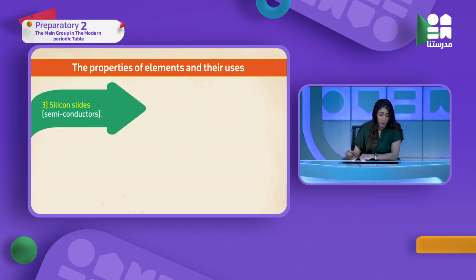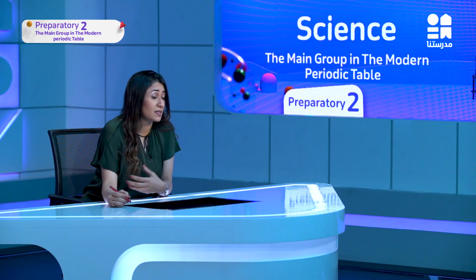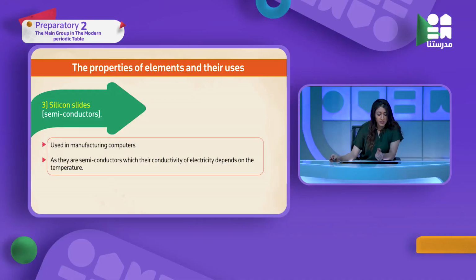Number 3, silicon slides. Silicon, it is a semiconductor because it's a semi-metal. Its atomic number is 14. We use silicons in making electronic slides in the computer. It is used in manufacturing computers as they are semiconductors. Their conductivity of electricity depends on the temperature, okay? And this is a very important use.